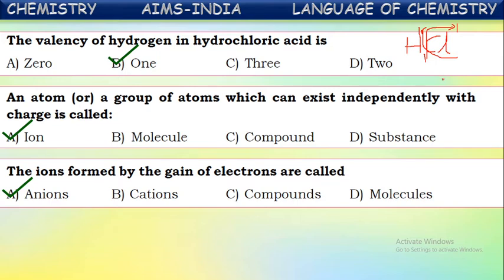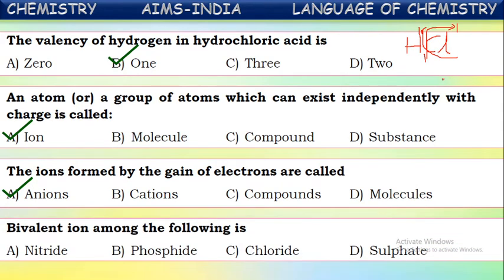So the ions formed by gaining of electrons are negatively charged ions. They are called anions. The ions formed by the loss of electrons are positively charged ions, which are called cations. Okay, here ions formed by gaining of electrons are anions.